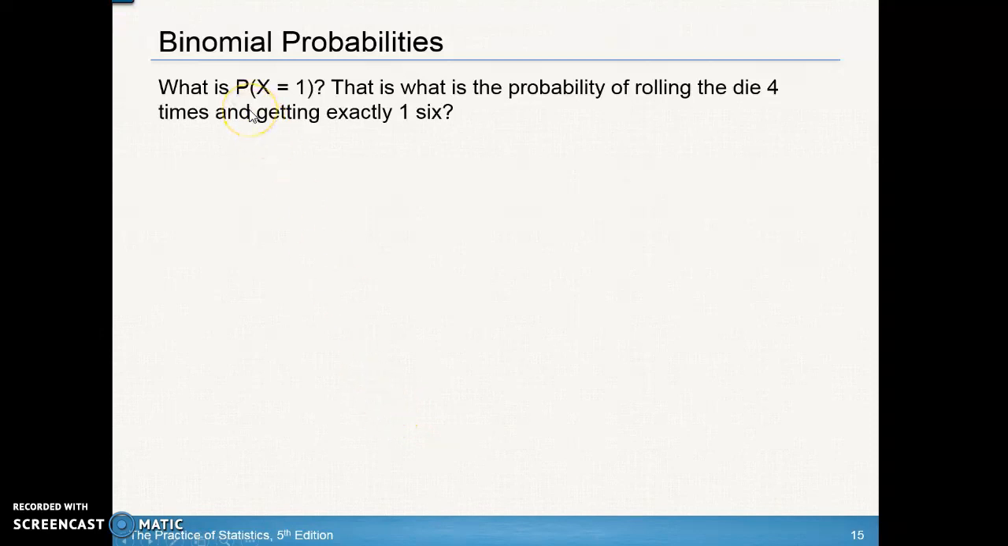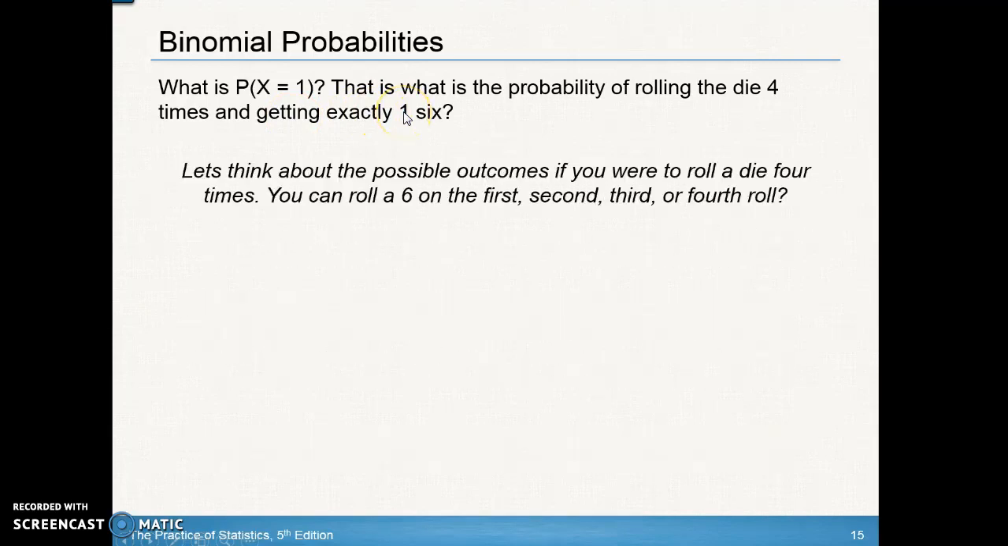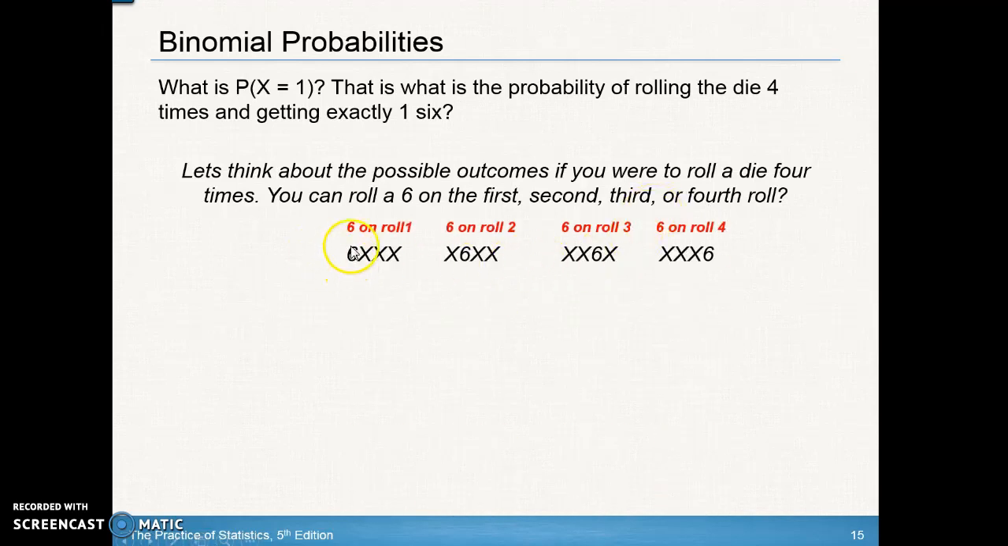All right, now what happens if it gets a little bit more complicated? What's the probability that x is equal to 1? So that's saying what is the probability that we roll a die 4 times and get exactly 1 six? All right, so let's think about this. This is a little bit more complicated. There's a bunch of possible outcomes if we're going to roll a die 4 times. We can get a 6 on the first, the second, the third, or the 4th roll. So the position of where we get that 6 accounts for our probability. So here we can get a 6 on the first one, 6 on the second one, 6 on the third one, 6 on the 4th one.